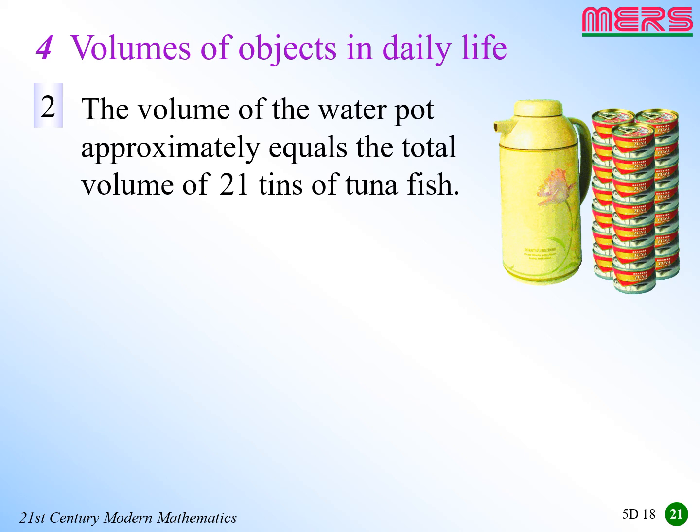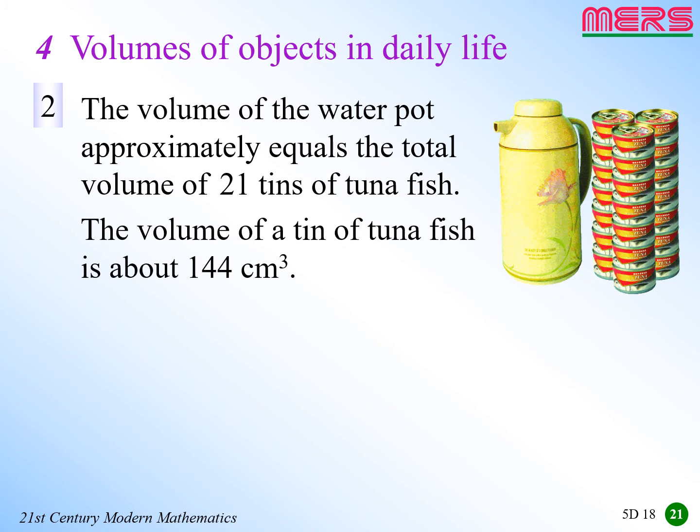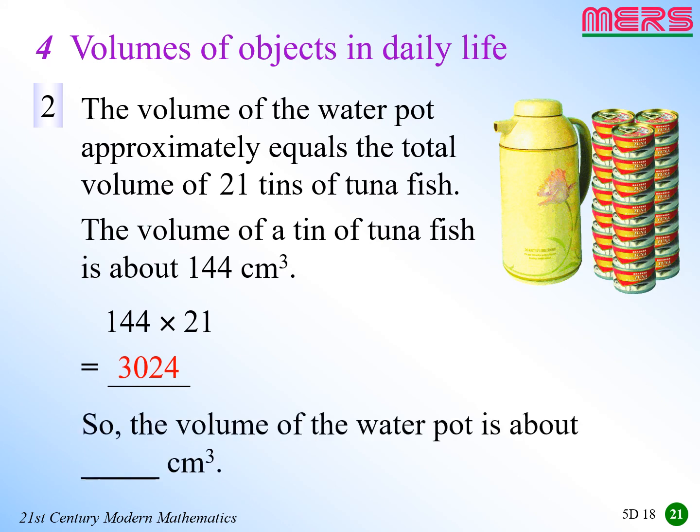What is the volume of the water pot? We piled up the cans of tuna fish to make it look like the shape of the water pot. Then counted. The volume of the yellow water pot is approximately equal to 21 tins of tuna fish. If a tin of tuna fish is about 144 cubic centimeters, then 144 cubic centimeters times 21 tins of tuna equals 3024 cubic centimeters. Therefore, the volume of the water pot is about 3024 cubic centimeters.